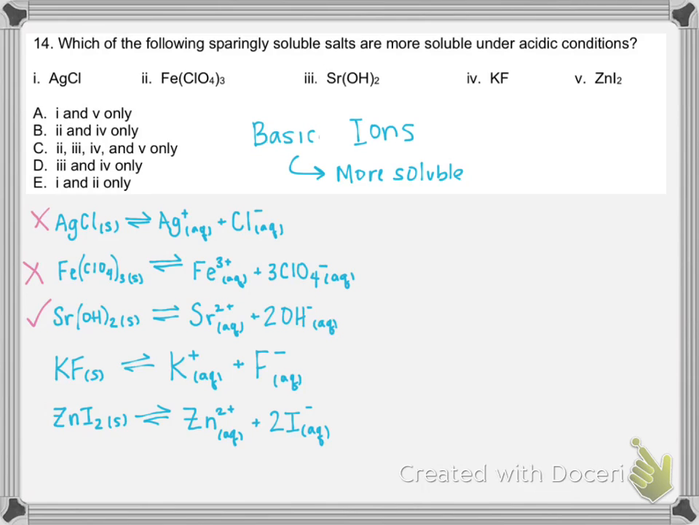KF, potassium is a spectator. Fluoride is a weak base. So this would be more soluble. Zinc iodide, zinc's the Lewis acid. Iodide spectator, so this will not be more soluble in acidic conditions. Okay, so our answer here is D.